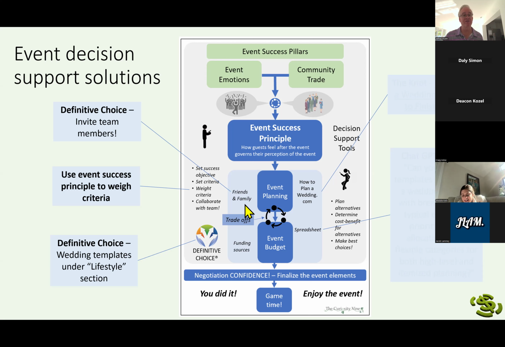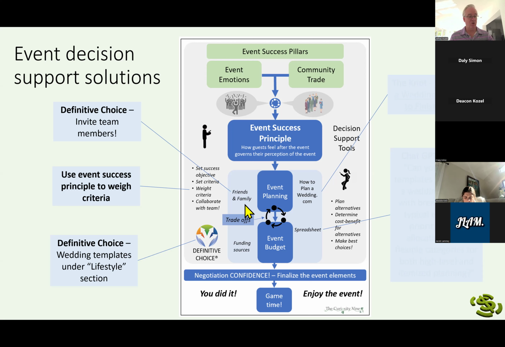Okay. Now, in Definitive Choice, the wedding template is under the lifestyle section, and there are lots of different templates. I think we've got about 10 or so different templates, because again, there are lots of different decision categories. I use the venue as the example, but of course there are many other decisions that have to be made. Okay.